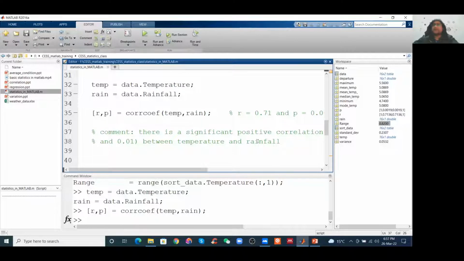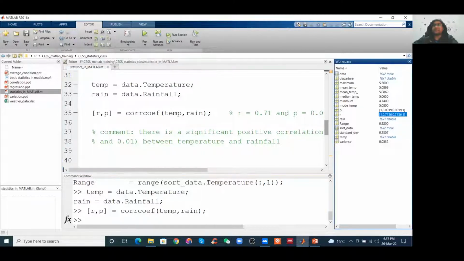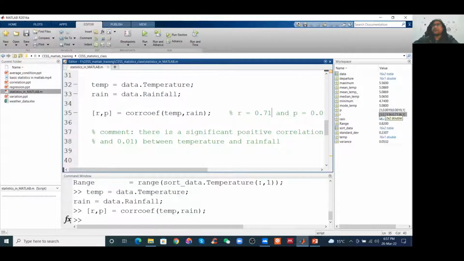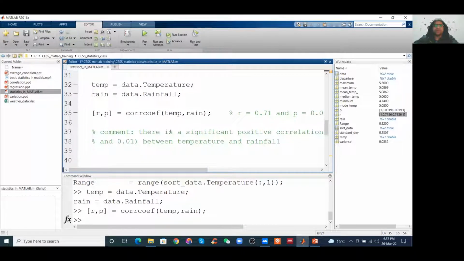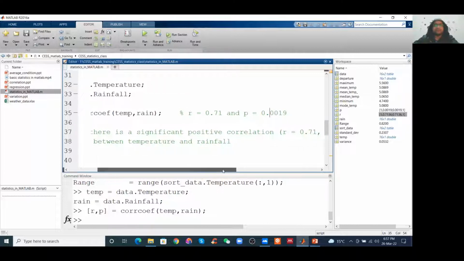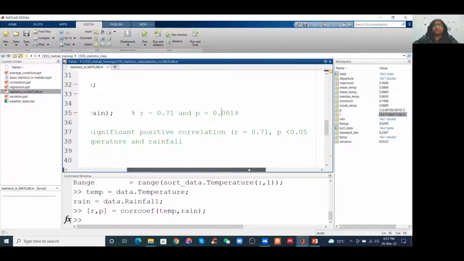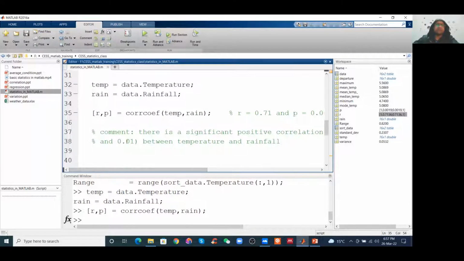Let's run and see the R and p-value. So R is 0.71 and p is less than 0.00019. What can we say from these results? We can say there is a significant positive correlation, because the p-value is less than 0.05, even 0.01. That means at the 95% confidence level, even the 99% confidence level, we got significant results. So we can say there is a significant positive correlation between temperature and rainfall, right?